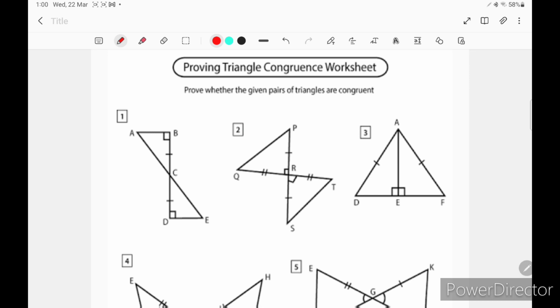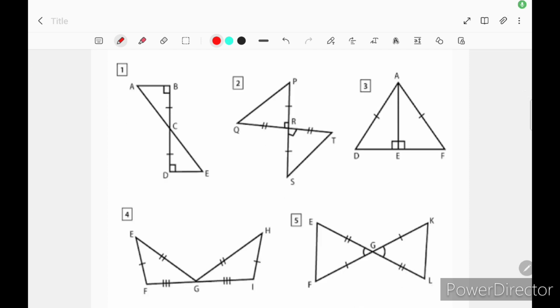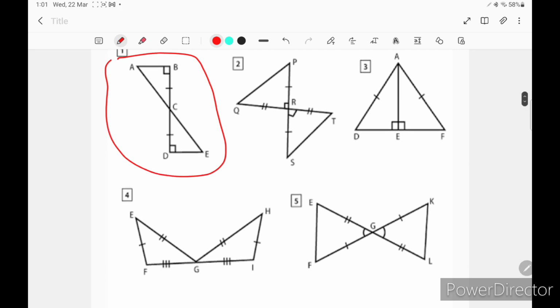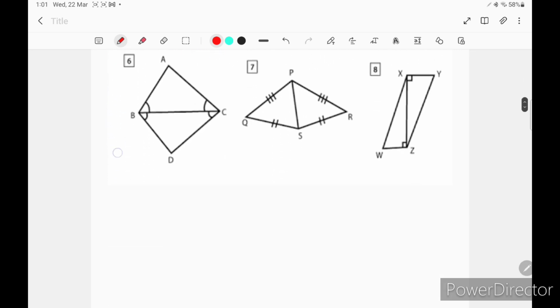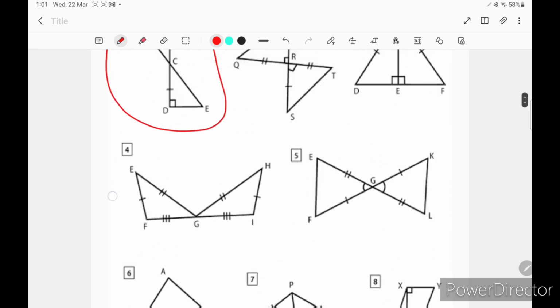Now I am going to give you one worksheet. Here you have to prove that the triangles are congruent, and also prove by which criteria. Let's solve question number 1. This diagram is given and you have to show whether the triangles in the diagram are congruent or not. I solve it here.